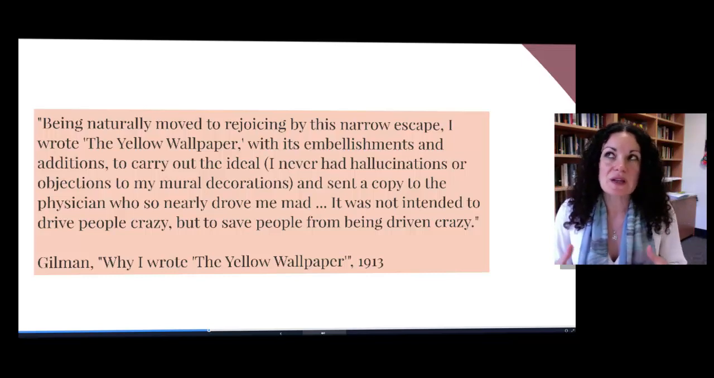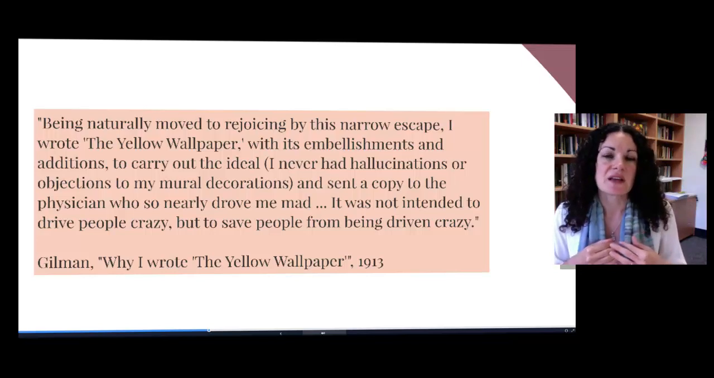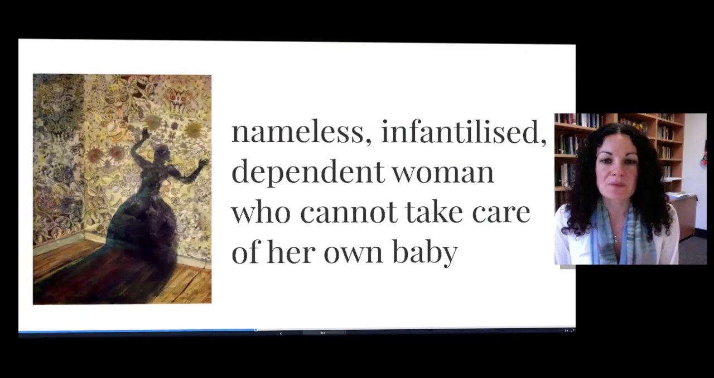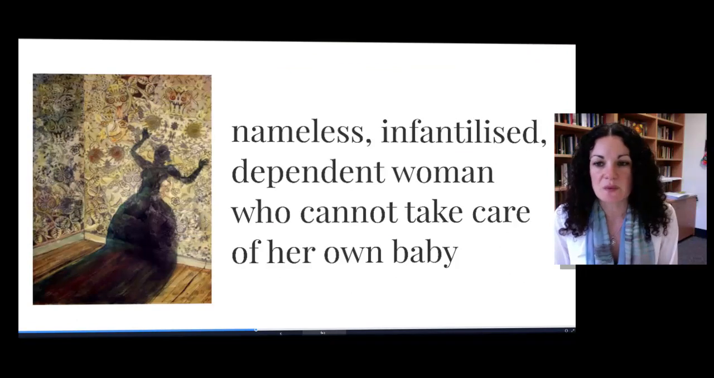So on one hand, the story comes across as quite realistic. It's written from a first-person perspective, and it's written in a series of diary entries. But this realism is massively undercut by the narrative instability that is built into the story. And where does some of that narrative instability come from? Well, our narrator is a nameless woman.